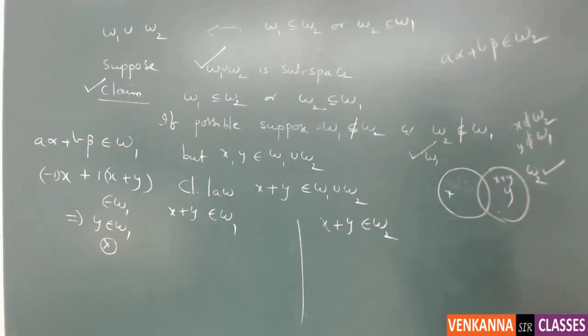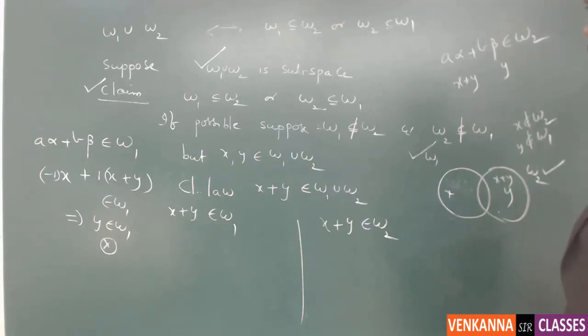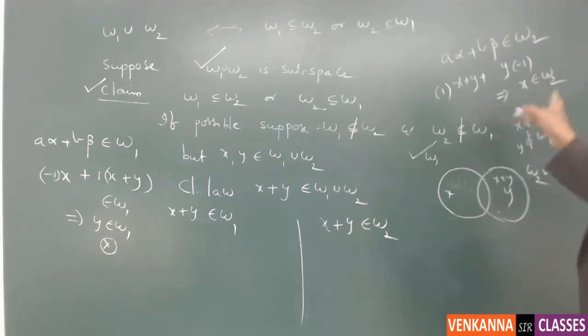So you take that alpha and beta values as alpha as x plus y, beta as y, right? You take b as -1, you take a as 1. So a alpha plus b beta. So from this you can say that x belongs to W2. Is this correct?